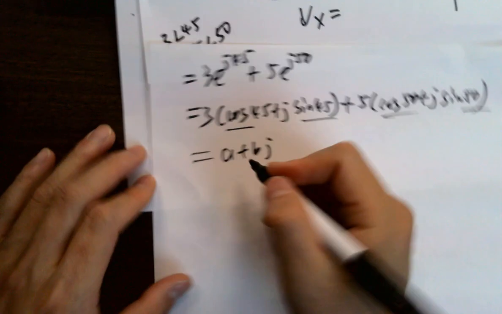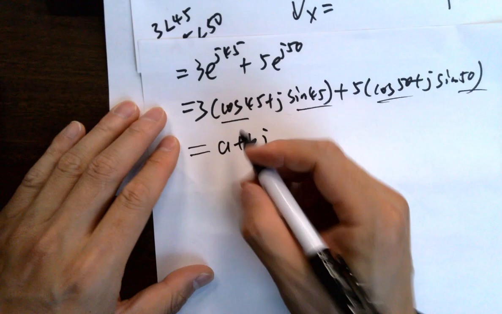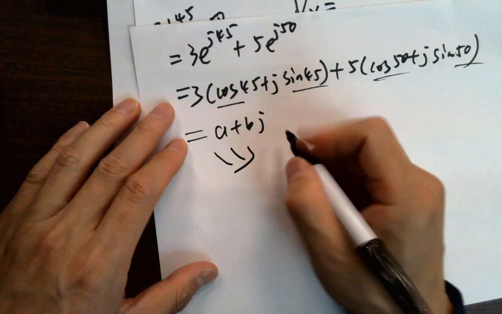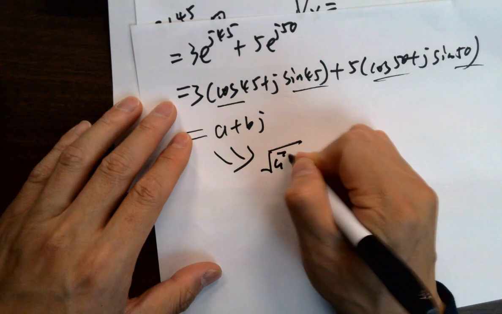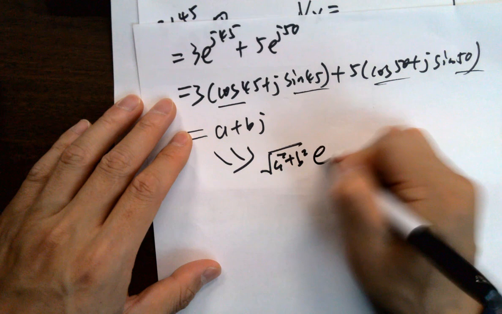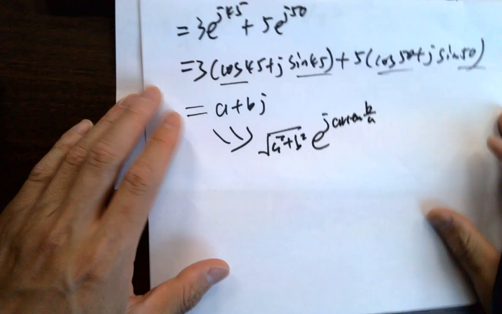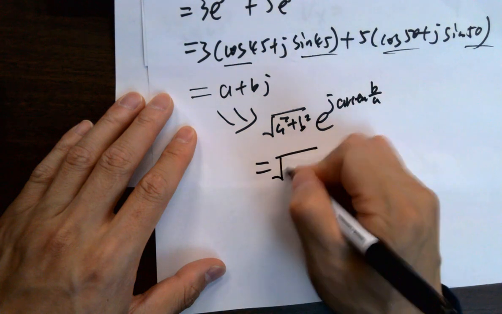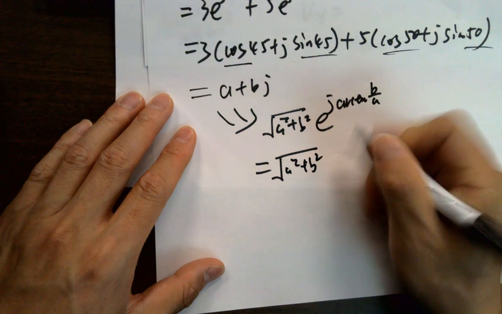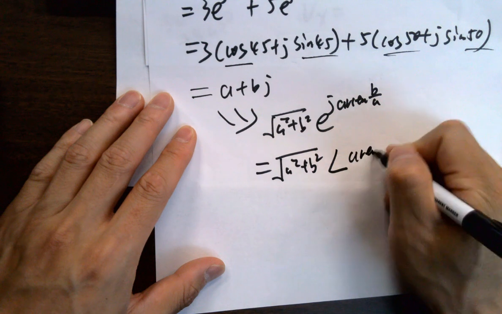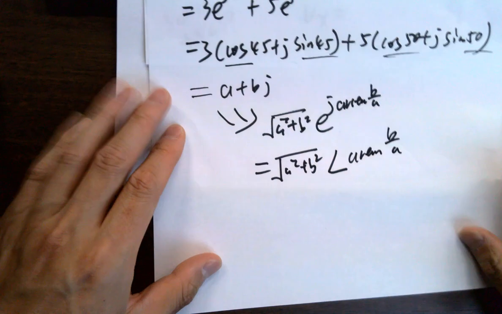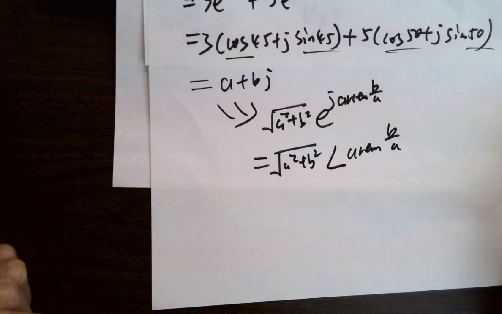From a plus bj, you can also convert it back, which becomes square root of a squared plus b squared times e^(j arctangent b over a), right? Or this also equals square root of a squared plus b squared angle of arctangent b over a. That's how you do things back and forth, okay? See you on Monday.